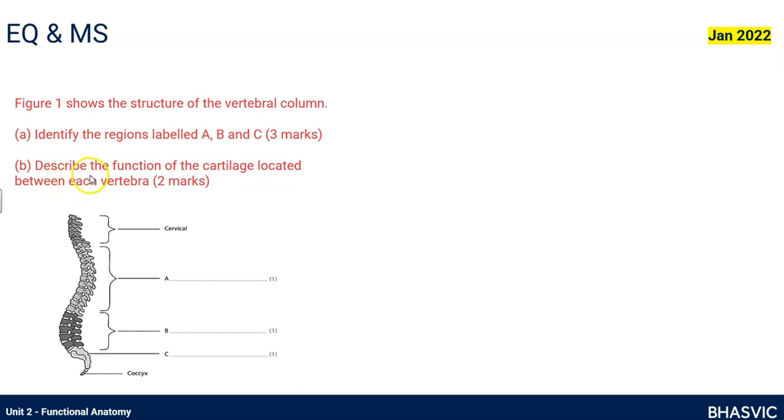Secondly, it's asked you for 2 marks. What's the function of the cartilage between each of these joints, each of these vertebral joints? Remember, these are cartilaginous joints, so there are cartilage discs between each joint.